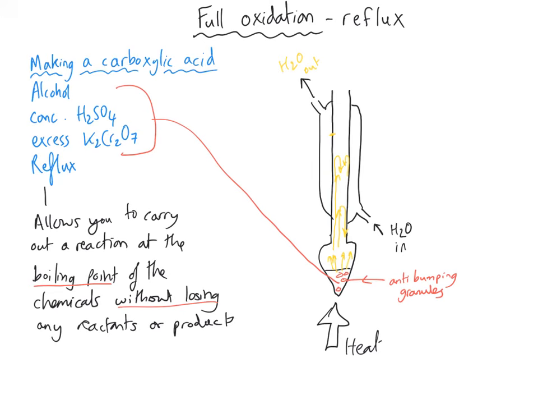You would probably want to reflux for at least 20 minutes in this instance. Now, once you have refluxed for about 20 minutes, you would then distill your chemicals by rearranging the apparatus, because what that will allow you to do is separate the carboxylic acids out from any unreacted alcohols or any of the oxidizing agents that you've got left over in your mixture, and you'd collect your distillate, and that would be pure ethanoic acid, hopefully.